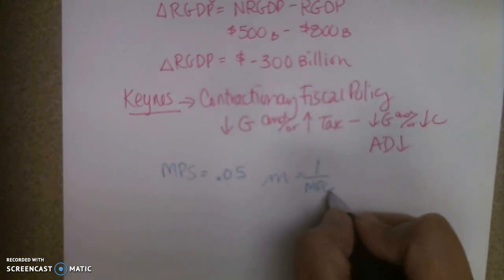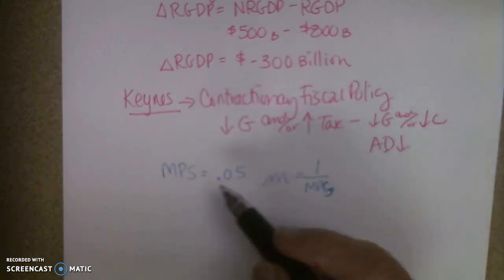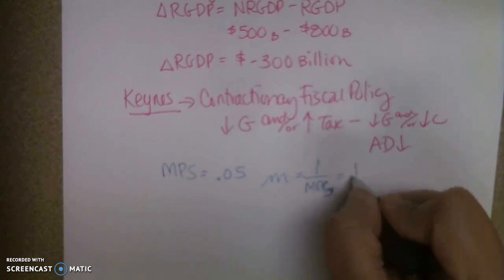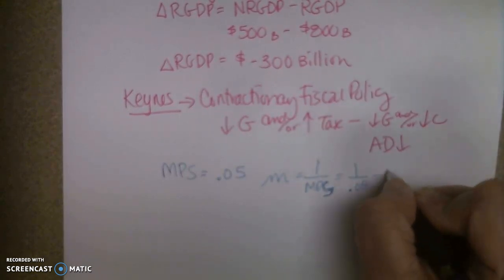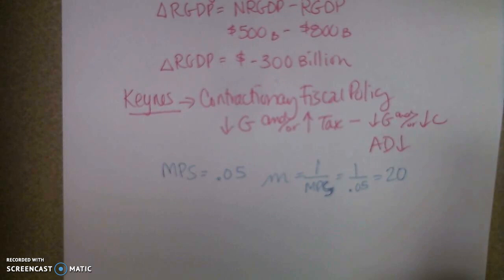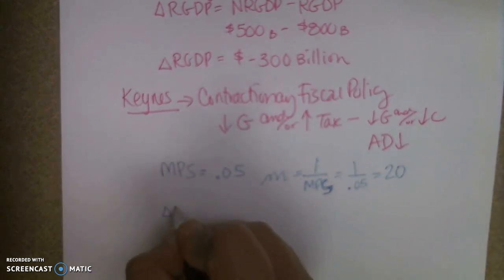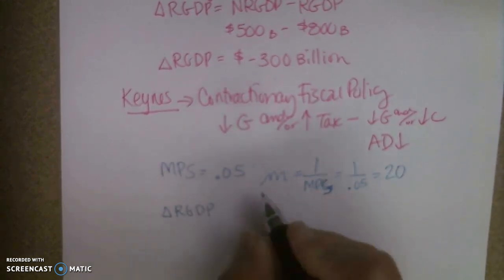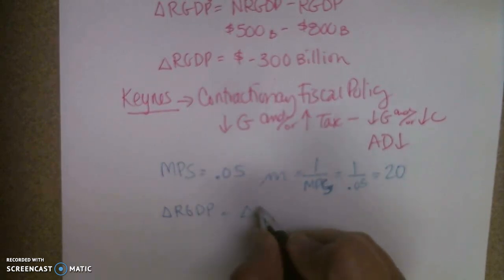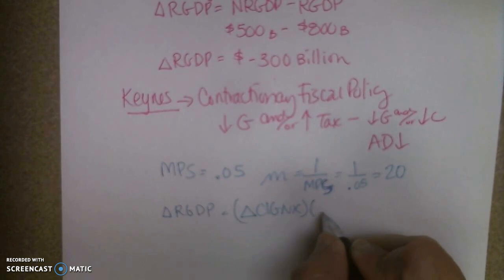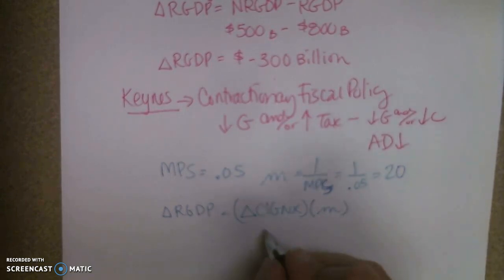So do I need to solve for MPC? Nope. 1 over 0.05, and that's going to give me 20. So my multiplier is 20. And then I'm going to write that formula out. Change in real GDP equals the change in, and again, we're going to put all of it, change in C, I, G, and NX, times the multiplier. But what we're truly solving for here is just the change in government spending.